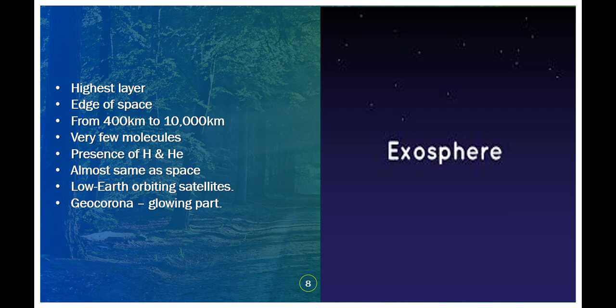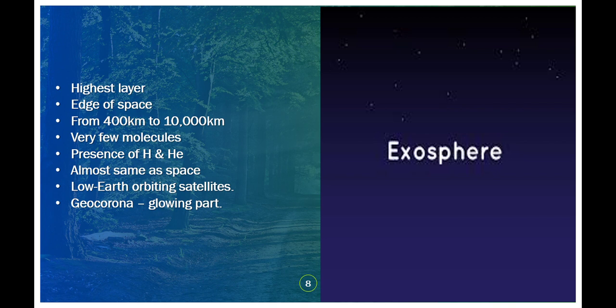The highest layer of the Earth's atmosphere is known as the exosphere, which marks the edge of space. It extends from 400 kilometers to 10,000 kilometers from the Earth's surface. It has very few molecules present, and they are so widely spaced that they hit each other at a very high speed.